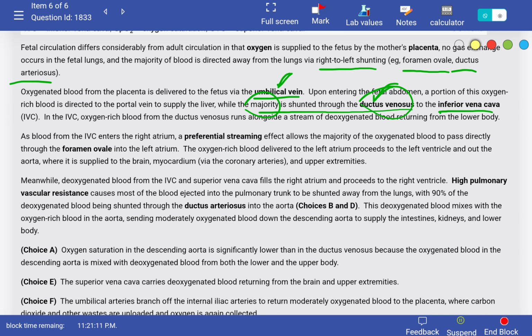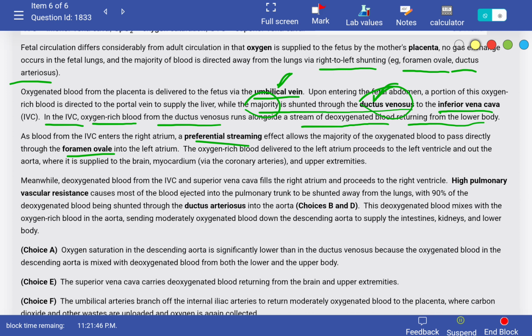Okay. In the inferior vena cava, oxygen-rich blood from the ductus venosus runs alongside a stream of deoxygenated blood returning from the lower body. Blood from the inferior vena cava enters the right atrium. A preferential streaming effect allows the majority of the oxygenated blood to pass directly through the foramen ovale into the left atrium, right? This is important.